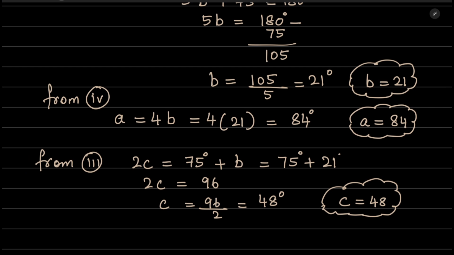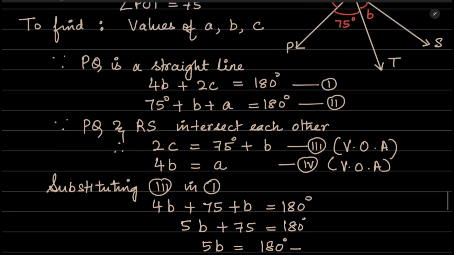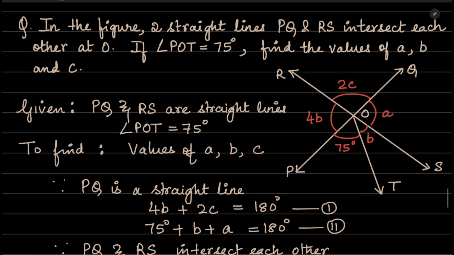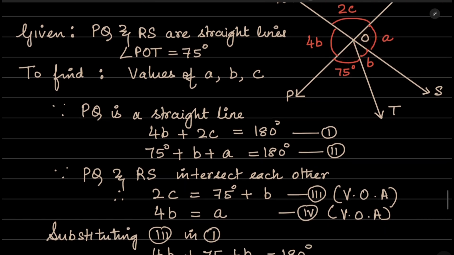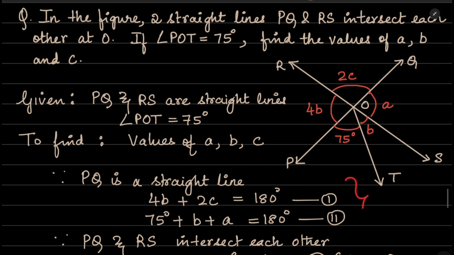The only thing that we did was, since it's given it's a straight line, the sum of all angles in a straight line is 180 degrees. That is one important thing that we used here, to make sure that 4B plus 2C is 180, 75 plus B plus A is 180. Here, the sum of angles in a straight line.